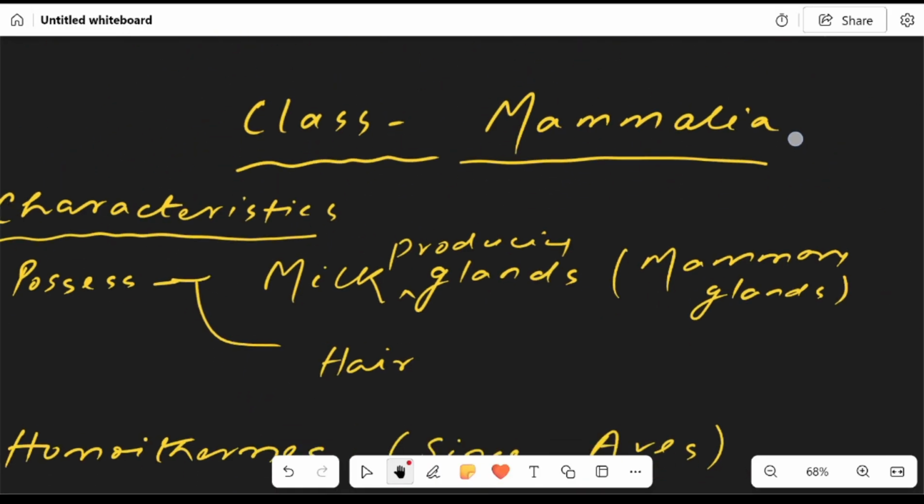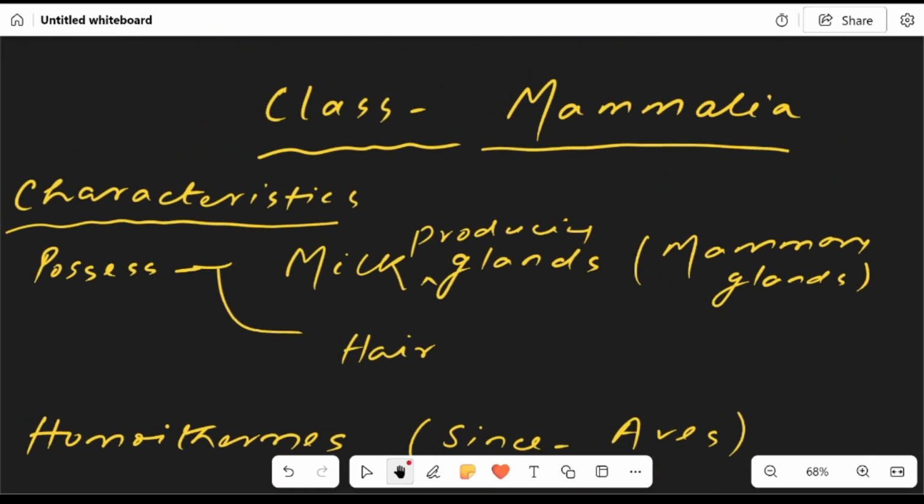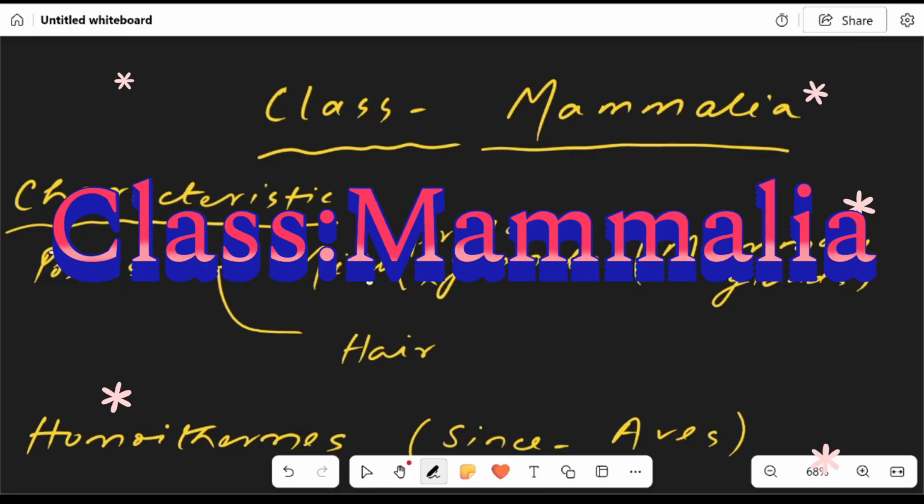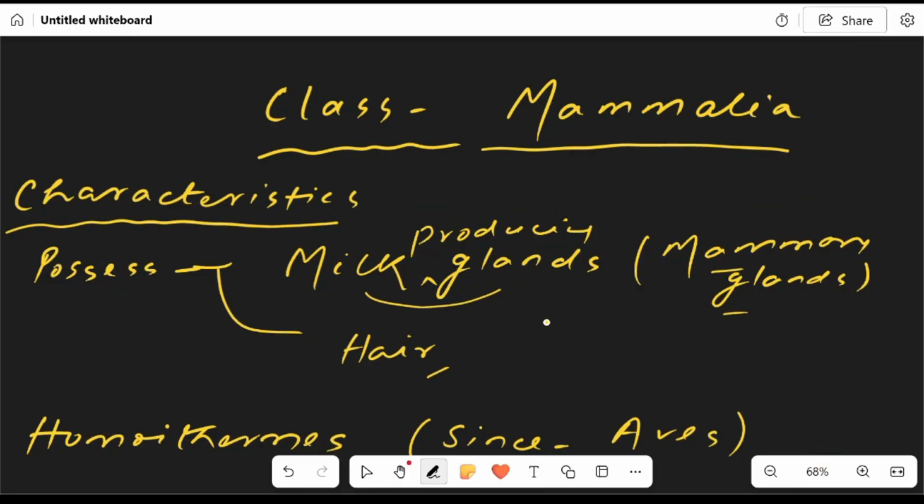Now let us turn our gaze to our class Mammalia. So what are the characteristics? These possess milk producing glands known as mammary glands, and they possess hair too.